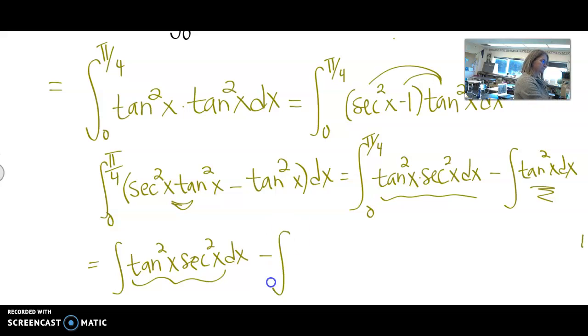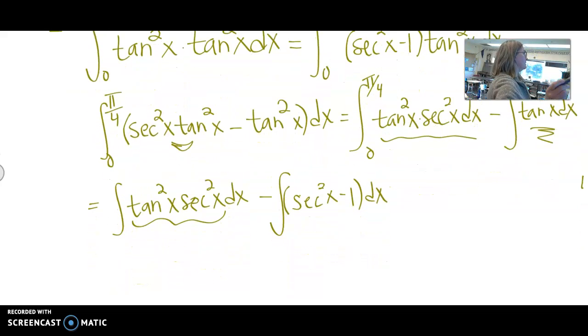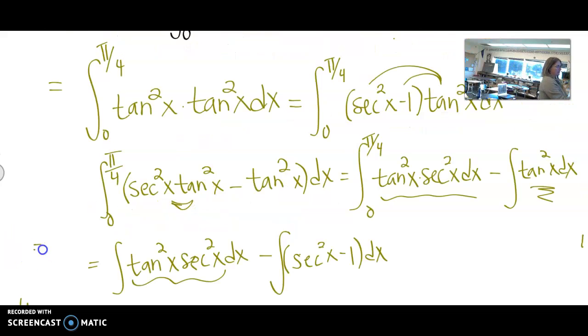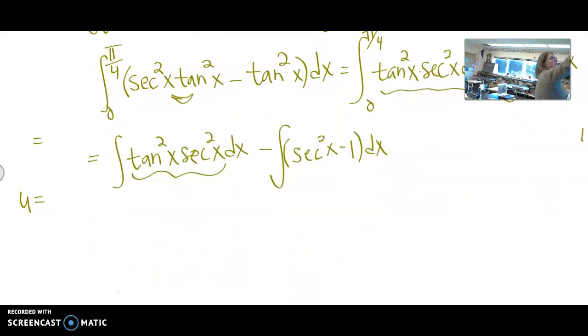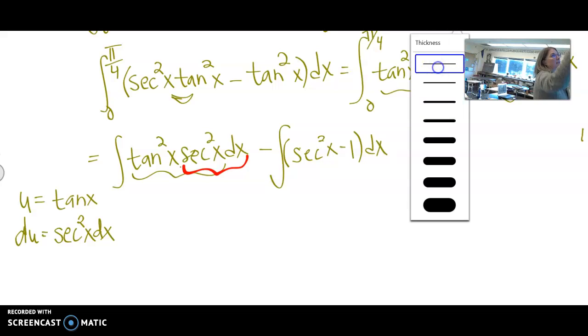And then over here, I'm going to substitute in secant squared x minus 1, that Pythagorean identity, because the secant squared x has an antiderivative of tangent. So that should be relatively easy to integrate. All right, so this first piece here, if we let u equal tangent of x, then our du is secant squared x dx, which is right here. So I will be able to use u substitution to integrate this first one.